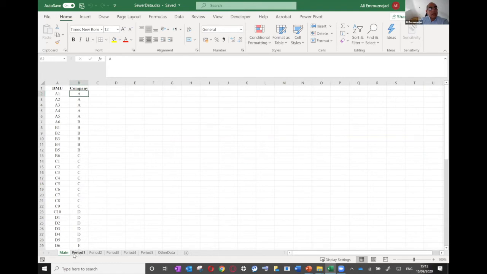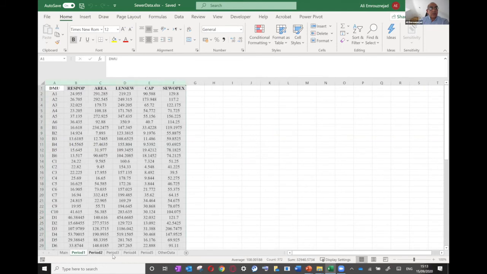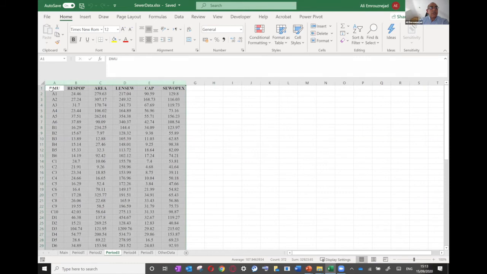Okay, so in the Excel, you can see that we have a few sheets. The first sheet is the main sheet, and that includes the information about the DMUs. In these cases, we have 61 districts belonging to 10 different companies named A, B, C, etc. And we have data that's been collected on different periods. So each period of data can be saved in one sheet in Excel.